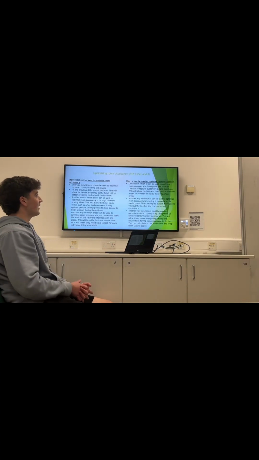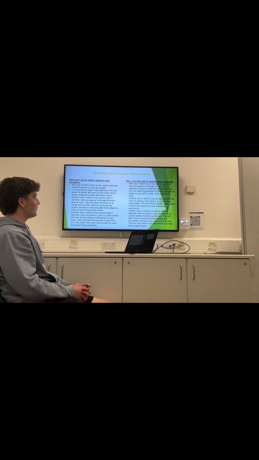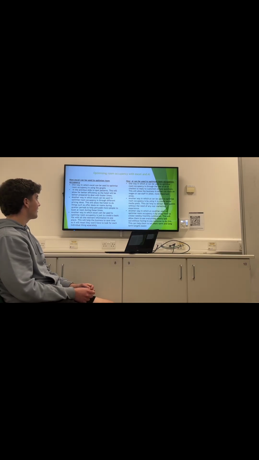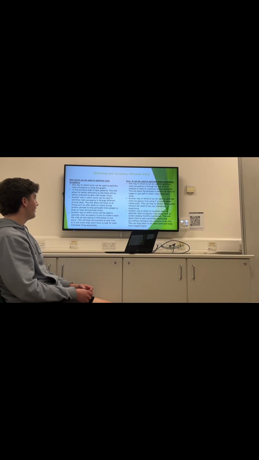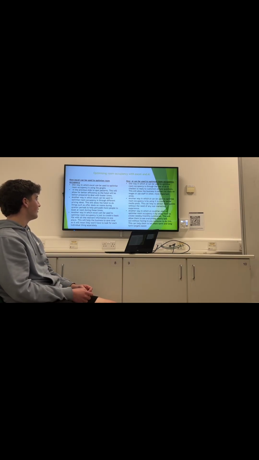Then I also recommended how they could use Excel and AI to improve the business further. One way in which Excel can be used to optimise room occupancy is using the graphs in the previous slide to spot patterns. This will allow for better efficiency as the hotel will be better prepared to deal with busier times. Another way in which Excel can be used to optimise room occupancy is through different pricing ideas. This will allow the hotel to do things such as offer deals on rooms during quieter periods to help persuade more people to book the rooms during these times.